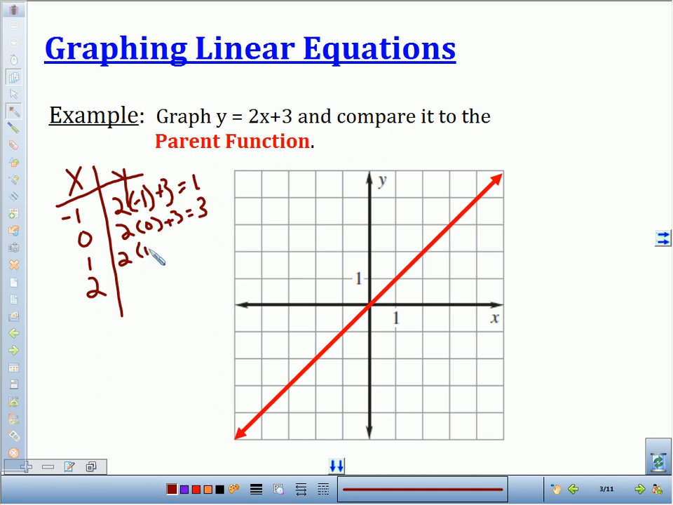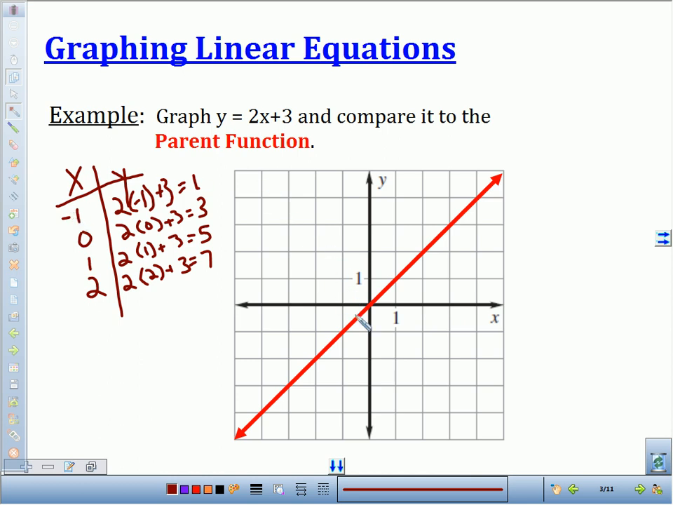If x is 1, I plug it in. I have 2 times 1 plus 3. 2 times 1 is 2. 2 plus 3 is 5. And the last one here, I've got 2 times 2 plus 3. 2 times 2 is 4, plus 3 is 7. So I have these values. Now I want to plot my x and y values, my coordinate points, to get the graph of this line.